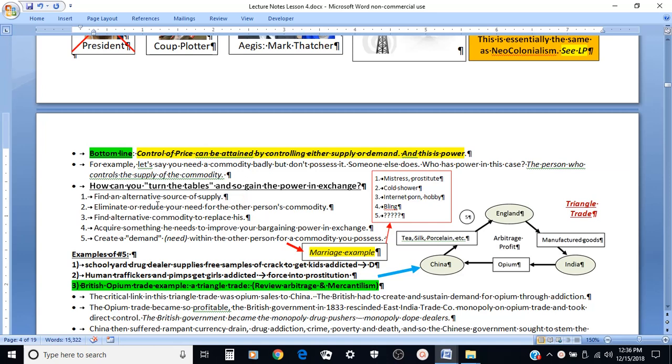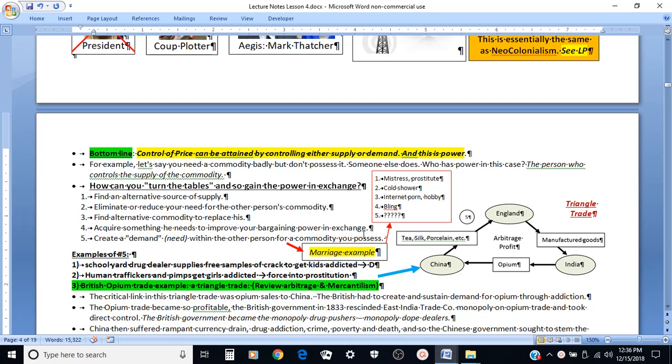One is you can find an alternative source of the supply. Another is you can eliminate or reduce your need for the other person's commodity. Third is you can find an alternative commodity to replace his or hers. You can acquire something the other person needs to improve your bargaining power in exchange. Or you can create demand, a need within the other person for a commodity you already possess.